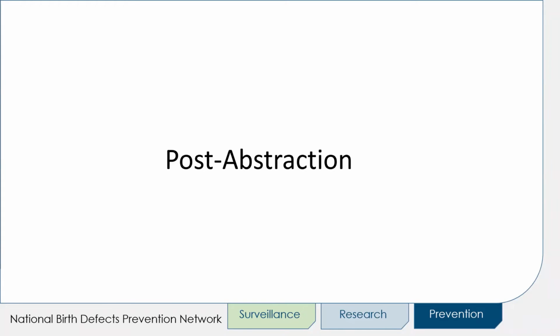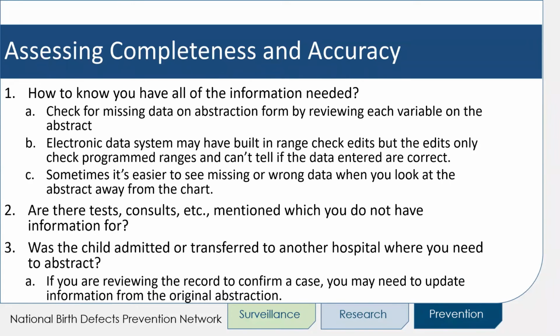And now let us begin the next section entitled Post-Abstraction. For this section, consider what kind of things you would need to do after you have finished your review. Assessing completeness and accuracy. What should you do to verify if you have all the necessary information?